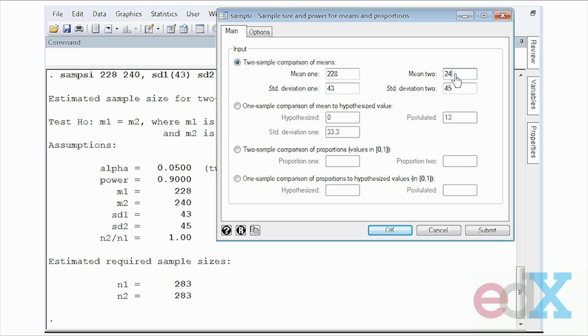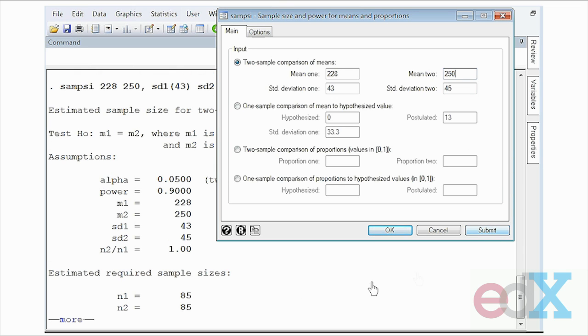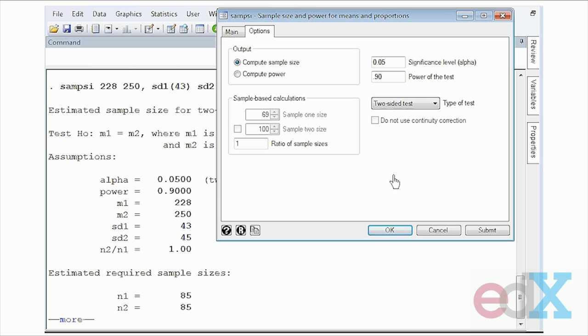What if we want to spot a bigger difference, say between 228 and 250? Then we will need a much smaller sample size, 85. Okay, so I'm going to leave you now to let you experiment and explore what happens to sample sizes when you explore the changes in these parameters of the system.